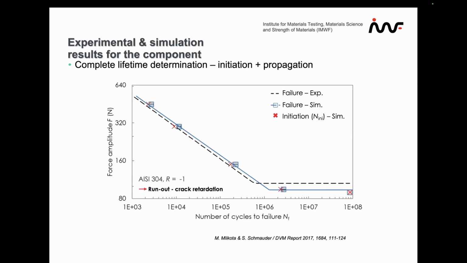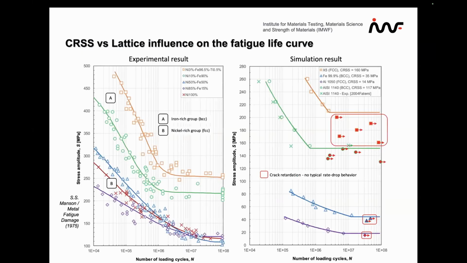And if you compare in the end the initiation, these are the red crosses, and the final failure, which are the squares, there's not much difference. The blue line is simulation, and the black one is the experiment. In very good agreement are both. The endurance limit is in reasonably good agreement without any adjustment, without any empirical modeling, just from scratch.